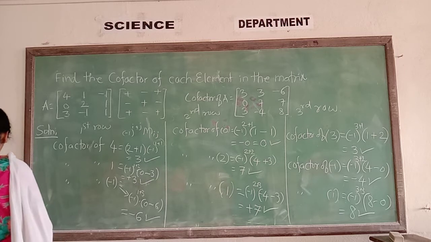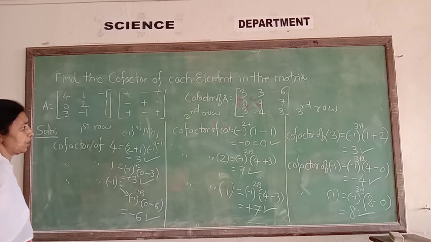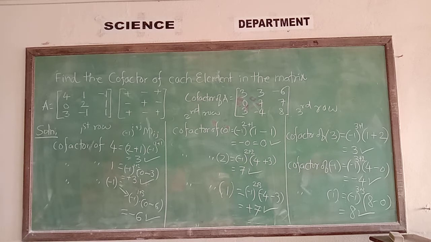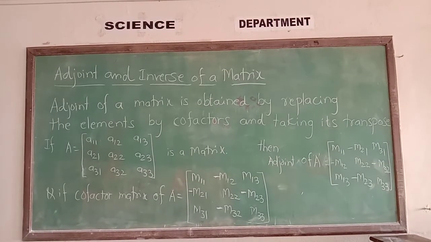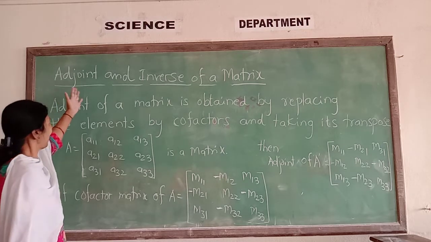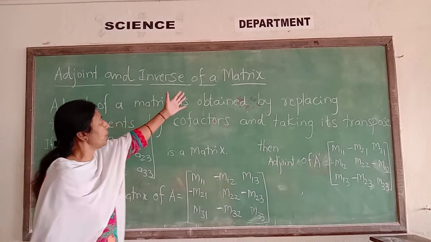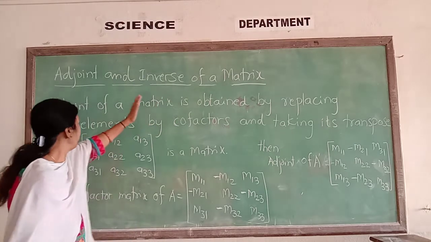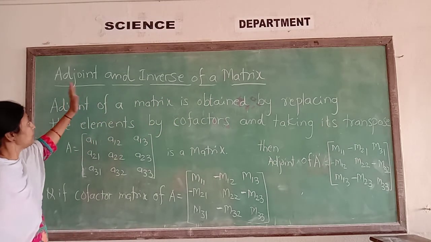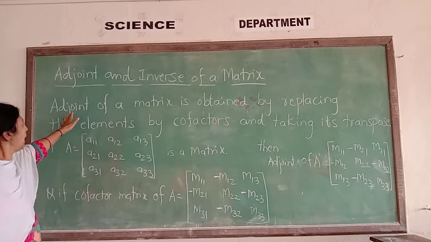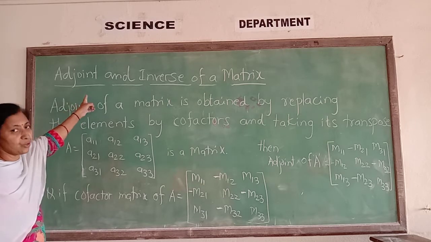So let us go for the next part of this topic. Yes, students, now we are going to understand about the adjoint and inverse of a matrix. What is adjoint? Adjoint of a matrix and inverse of a matrix, two things. Let us know first what is adjoint.